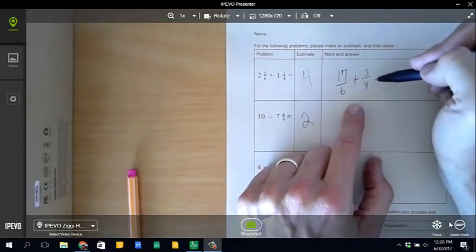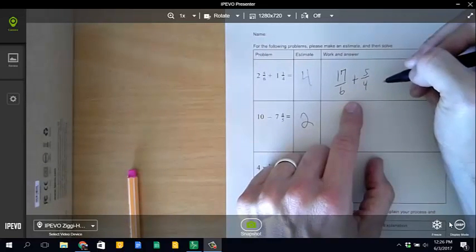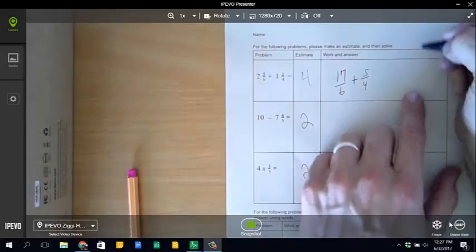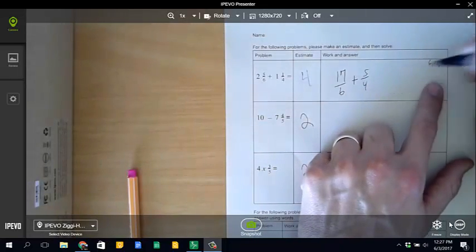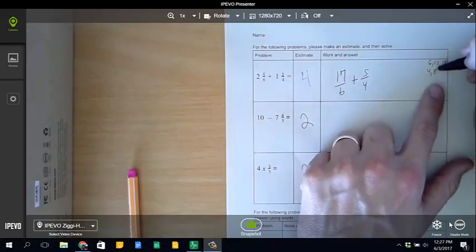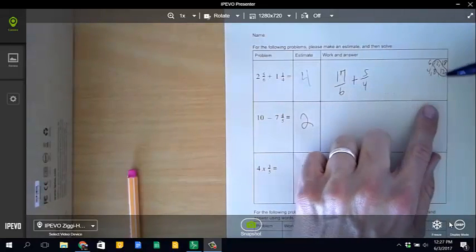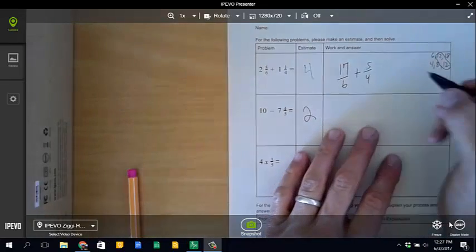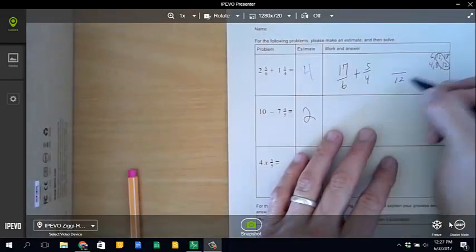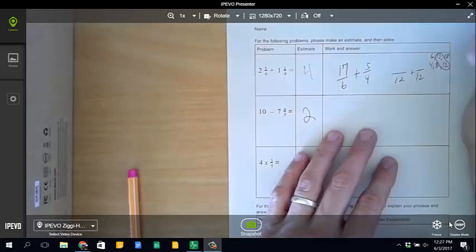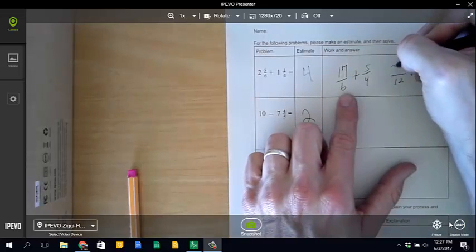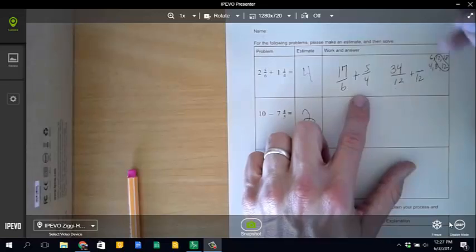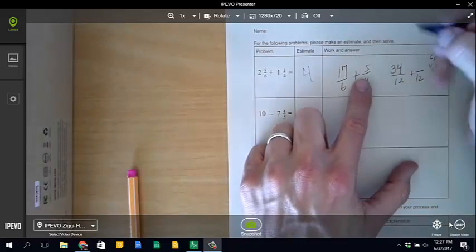And the only way you can add stuff together with real knowledge is if they're the same size pieces. So we have to change these denominators to a common denominator. So if I list multiples of 6: 6, 12, 18, and looking at my denominator 4: 4, 8, 12, there we go. I can change both fourths and sixths to an equivalent fraction with the denominator of twelfths. Okay, so if I look at sixths to get to twelfths, I'm multiplying by 2. So I'm going to multiply 17 by 2 and get 34. If I look at 4, I have to multiply by 3 to get 12, so I'm going to have 15.